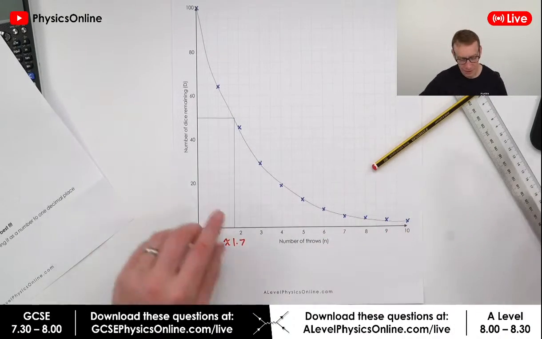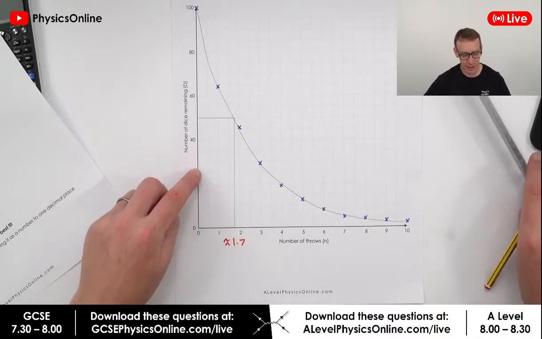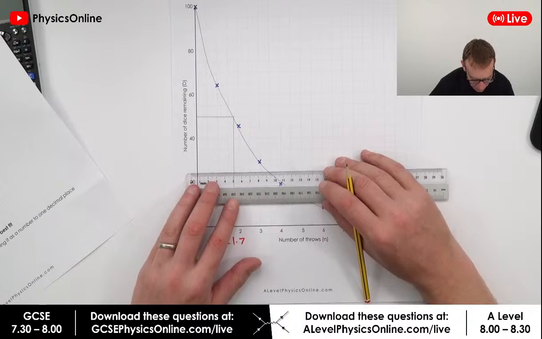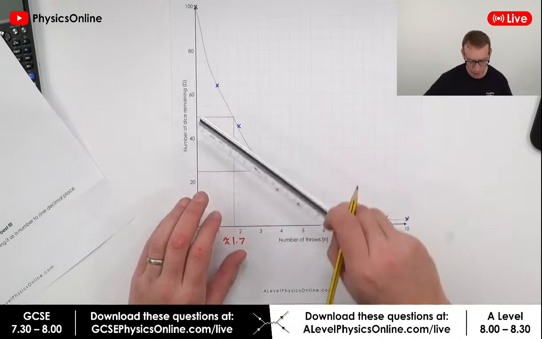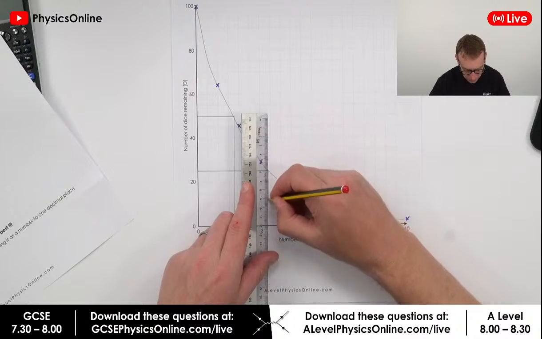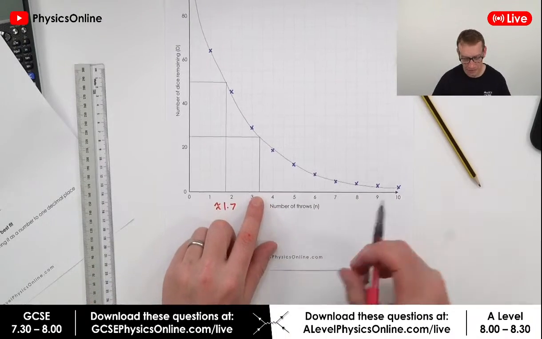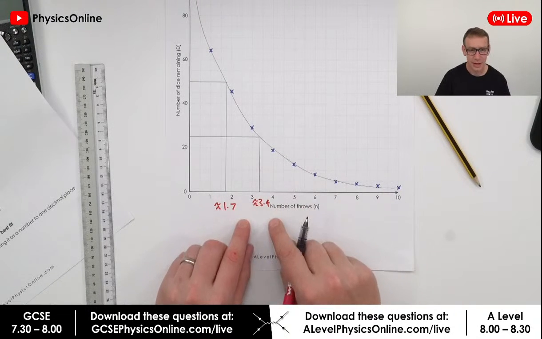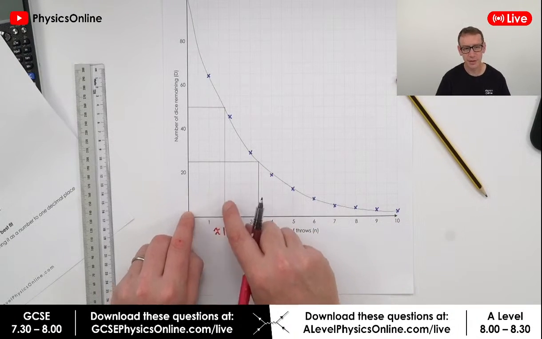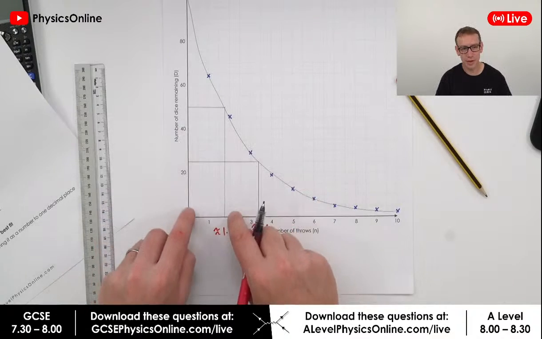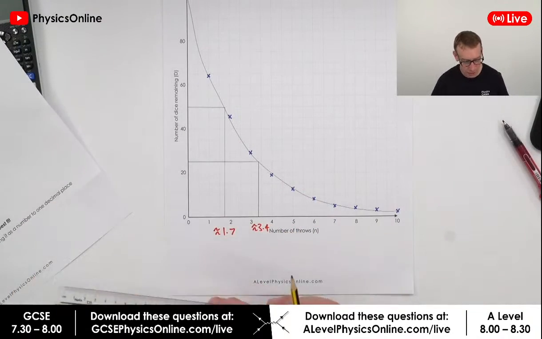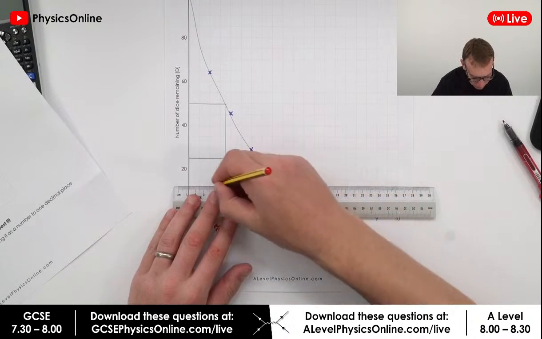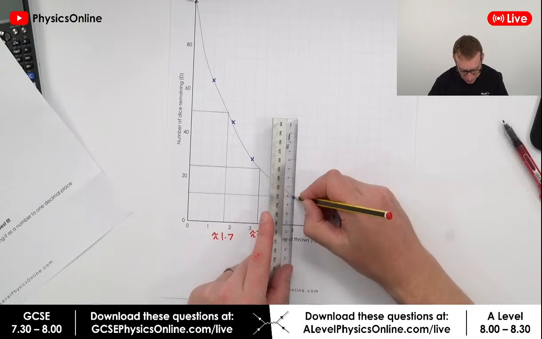Of course, we can check it again. If it goes from 50 and it halves again, it goes down to 25. So if we draw a line across there and we draw a line down, that number there is about 3.3 or 3.4. So it's about 3.4. And so what we can see is over the same number of throws, it goes down by half. If we did that again and looked at 12.5, which is going to be here, something like that, we draw the line down.